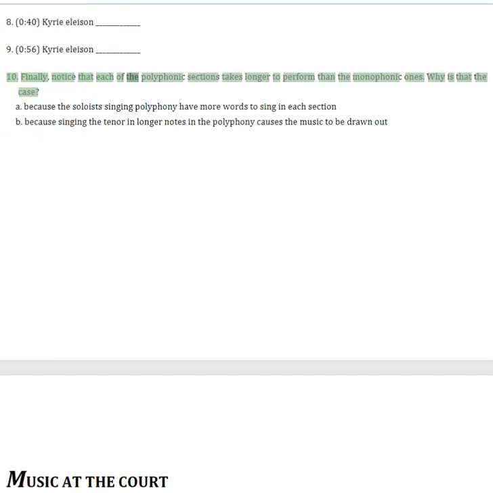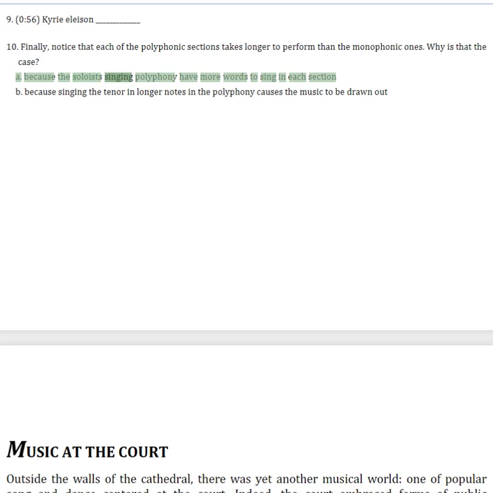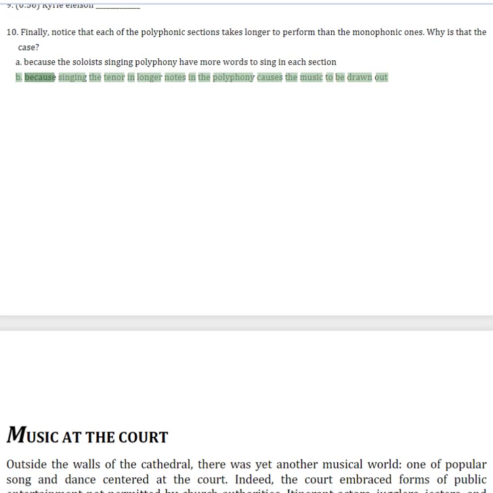Finally, notice that each of the polyphonic sections takes longer to perform than the monophonic ones. Why is that the case? A. Because the soloists singing polyphony have more words to sing in each section. B. Because singing the tenor in longer notes in the polyphony causes the music to be drawn out.